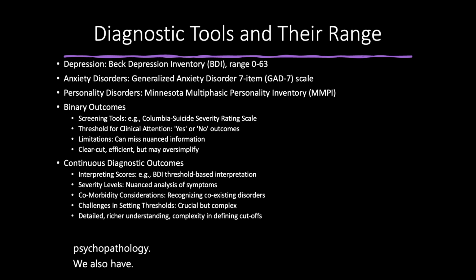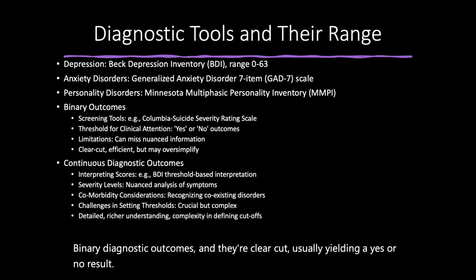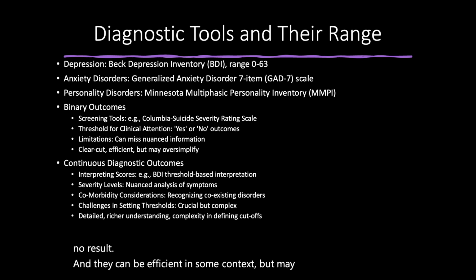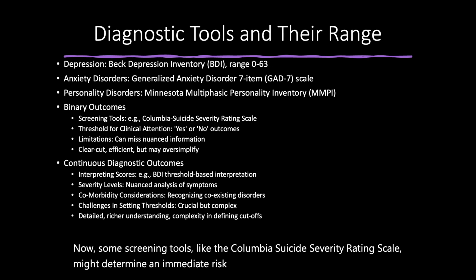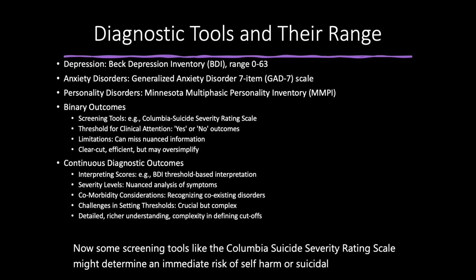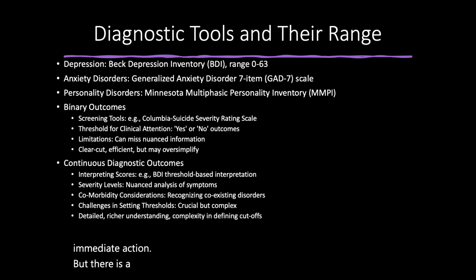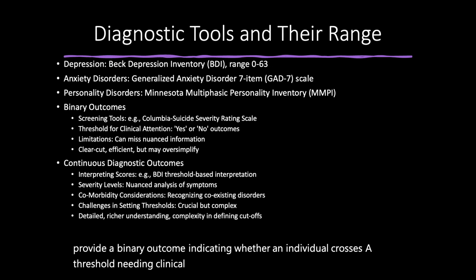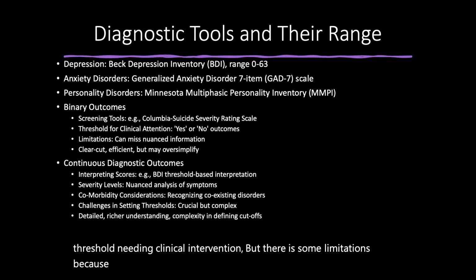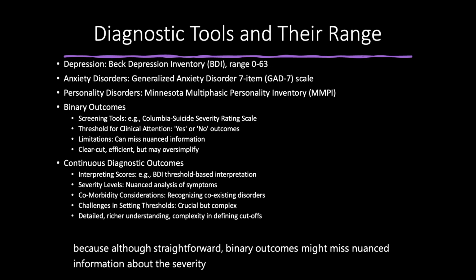We also have binary diagnostic outcomes, and they're clear cut, usually yielding a yes or no result. And they can be efficient in some contexts, but may oversimplify complex psychological phenomena. Now, some screening tools like the Columbia Suicide Severity Rating Scale might determine an immediate risk of self-harm or suicidality, demanding immediate action. But there is a threshold for clinical attention. Some assessments might provide a binary outcome, indicating whether an individual crosses a threshold needing clinical intervention, but there are some limitations because although straightforward, binary outcomes might miss nuanced information about the severity, subtype, or comorbidities of a disorder.